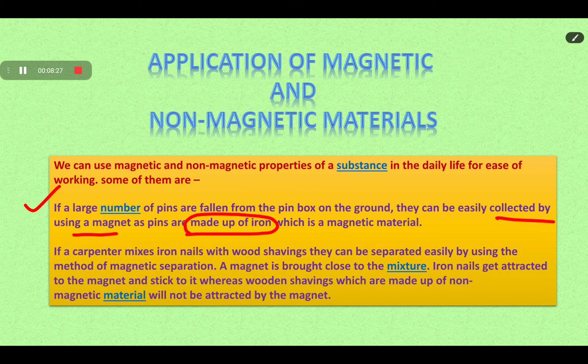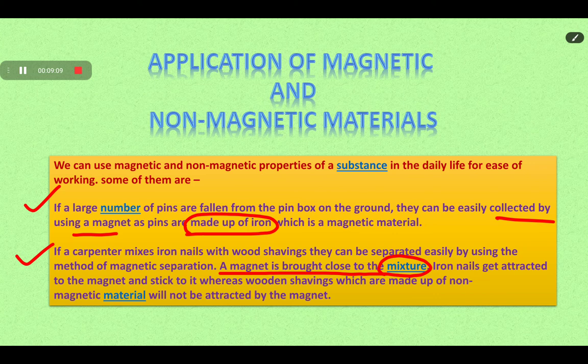This is the first. Now, the second is that if a carpenter makes iron powder and sawdust. So we have two powders. First is the iron powder and second is the sawdust. And when we mix the iron powder and the sawdust, then we have the mixture of iron powder and sawdust. Now we have to separate the iron from that mixture. So for that we have to take a magnet, and that magnet is brought close to the mixture.